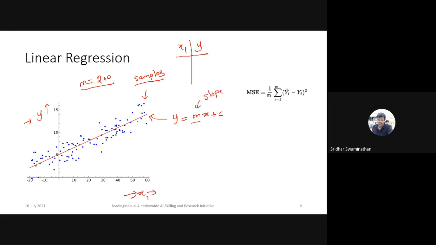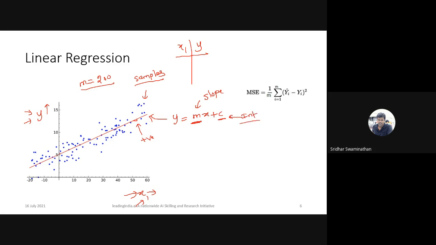The slope will tell whether there is a positive correlation between the x1 and the y or a negative correlation. Here the slope will be positive because the change in the x is actually causing a positive change in the y. That is the role of your slope. And the value of c is actually the intercept.